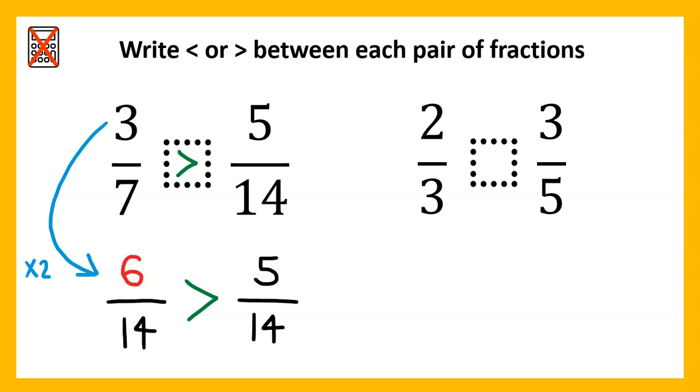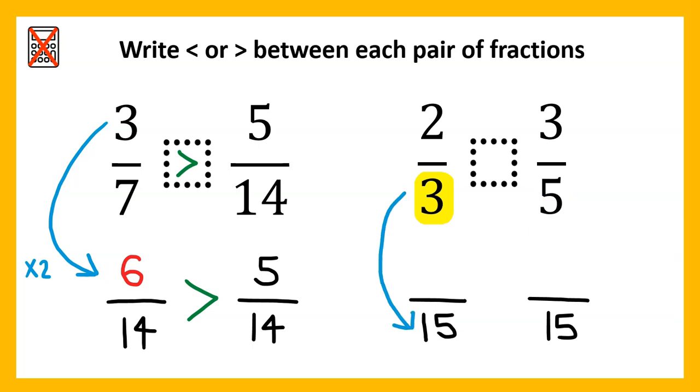For the next question, I won't be able to multiply 3 to get to 5 or vice versa. Instead, I'll need to find a common denominator. The question will be easier if we can find the lowest common denominator. In this case, the lowest common multiple of 3 and 5 would be 15.